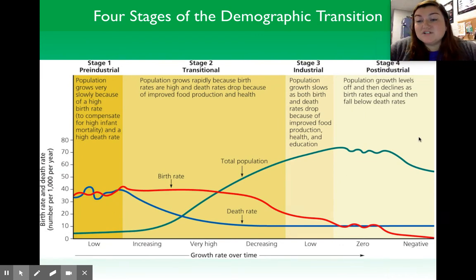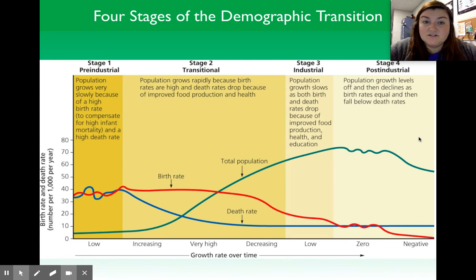So I mentioned earlier that we were going to talk about demographic transition. This comes in 4 stages, and we're going to break these down really quick. Stage 1, pre-industrial, stage 2, transitional, stage 3, industrial, and stage 4, post-industrial. So we're going to look at what each of these entail.